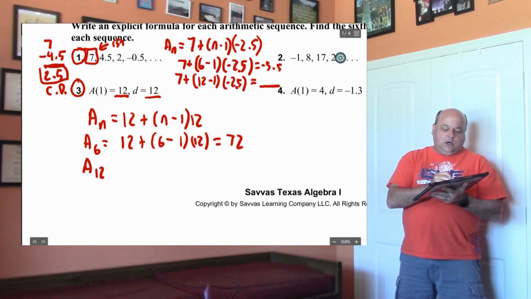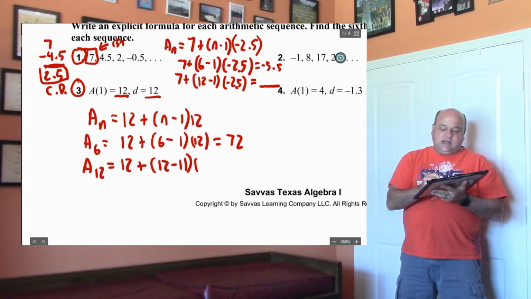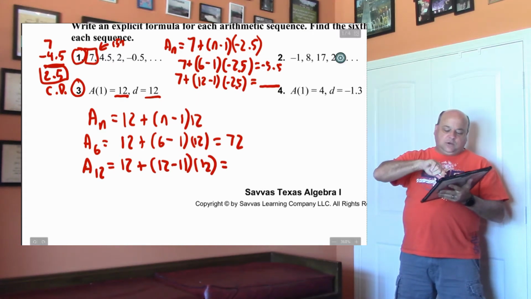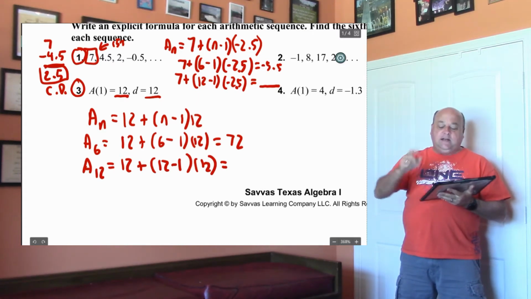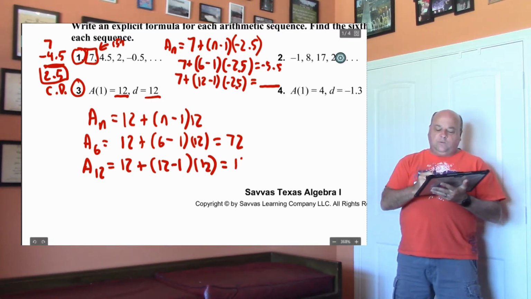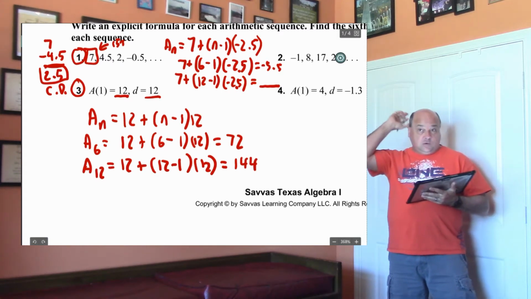And then the 12th term, 12 plus 12 minus 11 times 12. So we're going to do 12 minus 1, I'm sorry. We're going to do 12 minus 1, which is 11. 11 times 12 is 132. And then 132 plus 12 is 144. So that would be the 12th term.